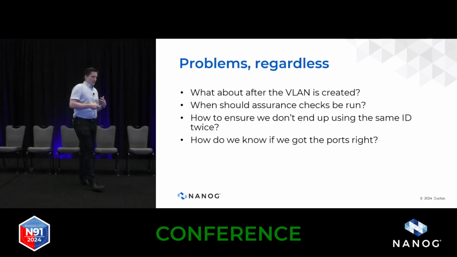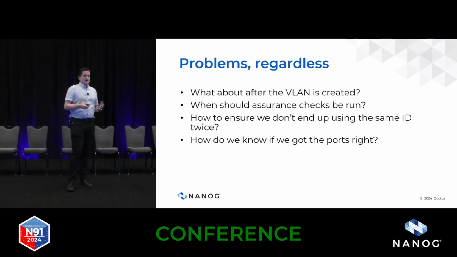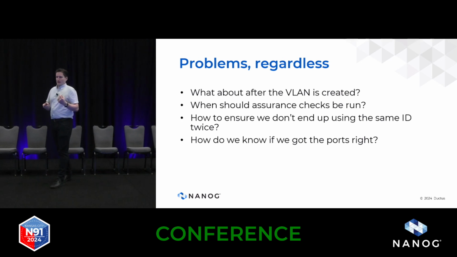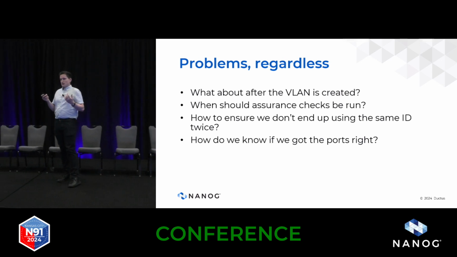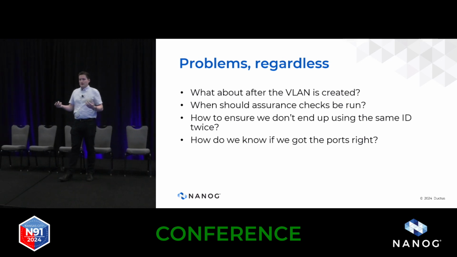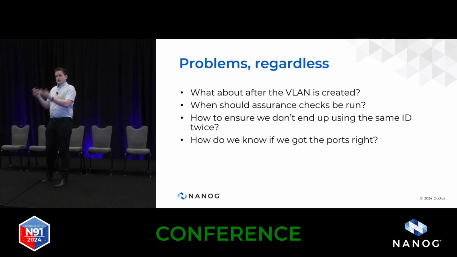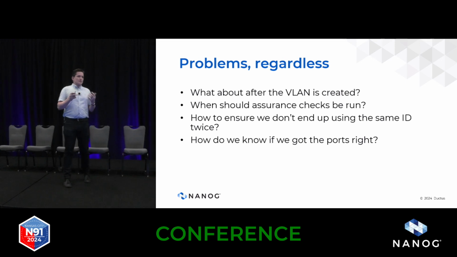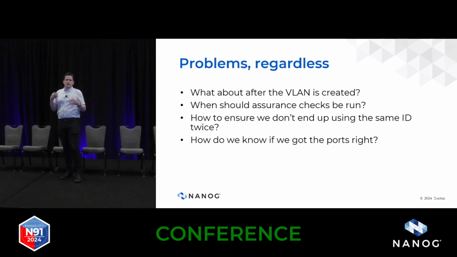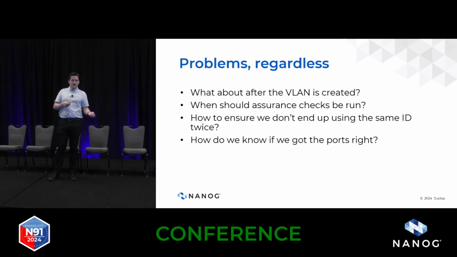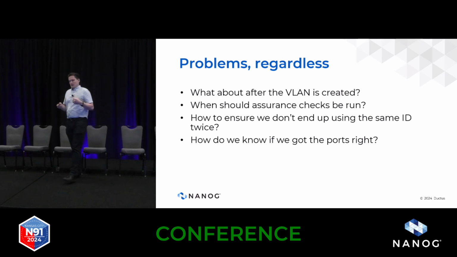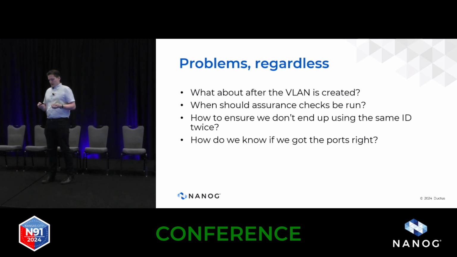So no matter what, we're going to have some problems that we're going to have to think about. Doesn't matter what sort of system we use. After the VLAN is created, are we going to be doing assurance, for example, to ensure that this VLAN is working correctly? How do we make sure that we're not using the same ID twice? How do we make sure we get the ports correct? These are all things that no matter what, we do have to think about. So if we're using the script case, we're going to maybe have to check all the other VLANs that exist, look at the configurations on the device, and make sure it's not conflicting in some way. But in an intent-driven system, maybe we can do a little better.